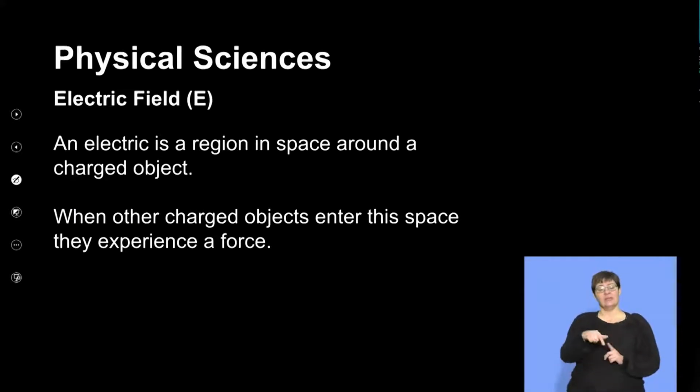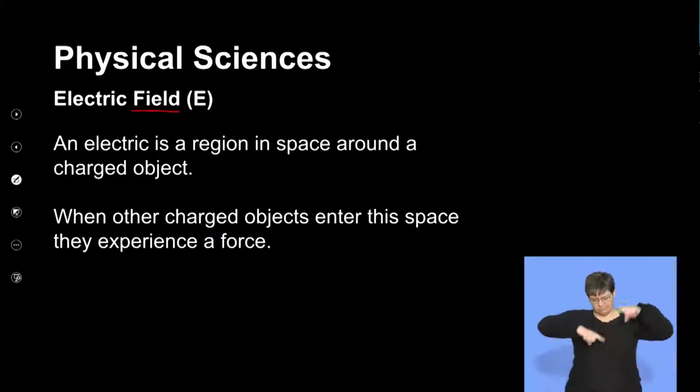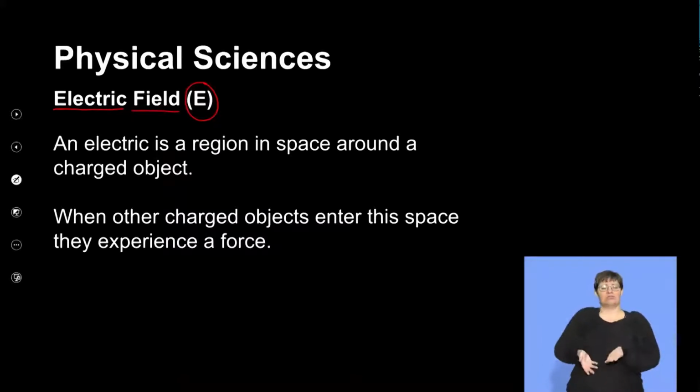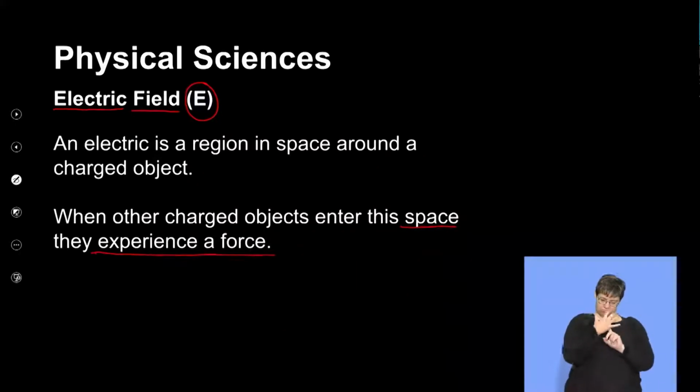We said that a field was a region in space where an object experienced a force. We get different types of fields, and the first one we're going to be looking at is an electric field. Electric fields are usually given the symbol E, and they are simply a region in space where a charged object will experience a force. All right? A region where charged objects enter the space and then experience a force.